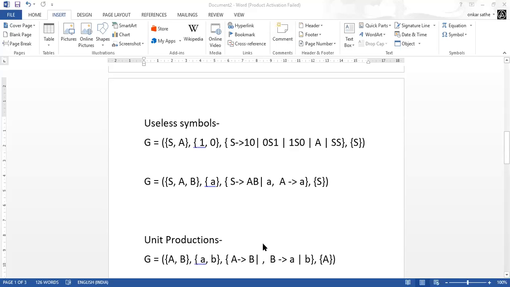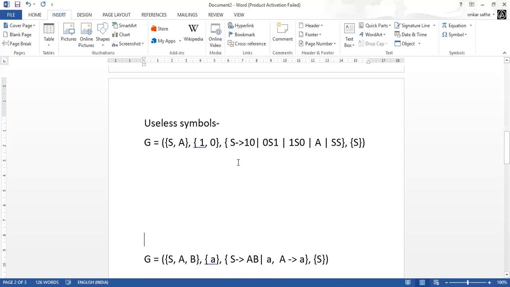Now first let us start with the removal of useless symbols. A symbol X is useful if there exists a derivation of the form S derives alpha X beta derives W in 0 or more steps, where alpha and beta are sentential forms and W is any string of terminals. So if no such derivation exists, then symbol X won't appear in any derivation. That means X is a useless symbol.